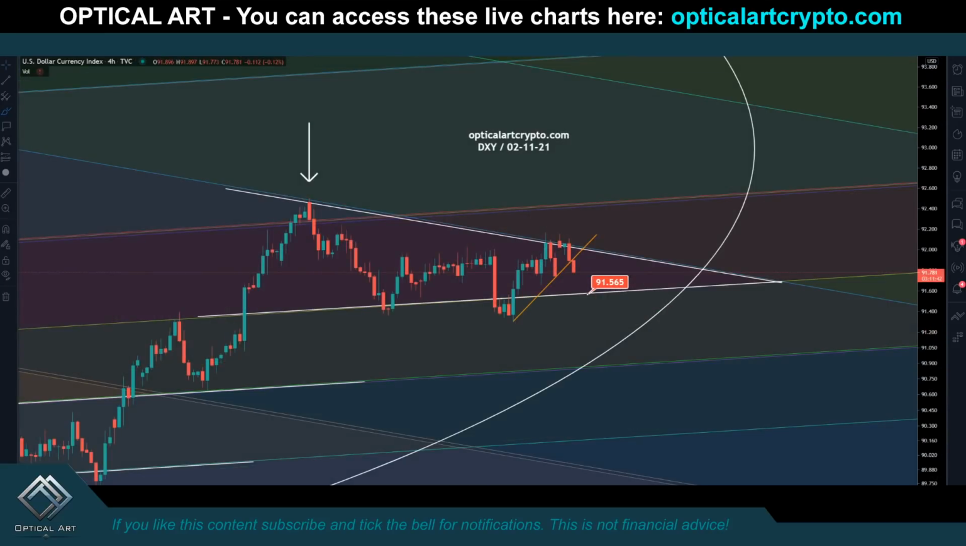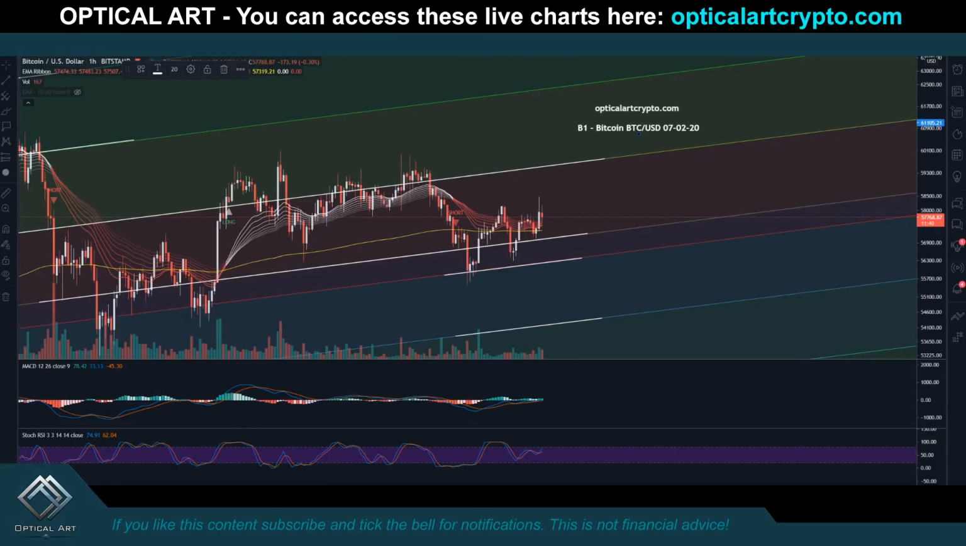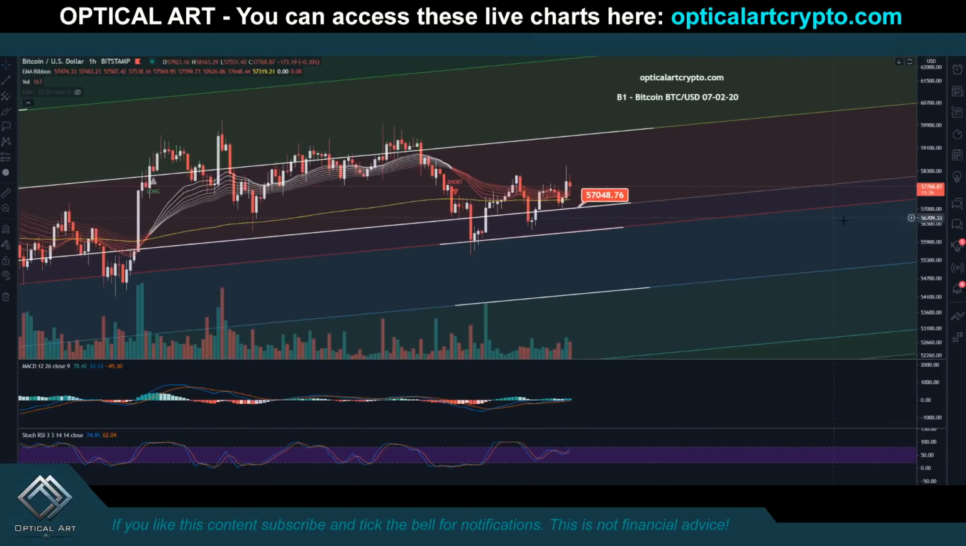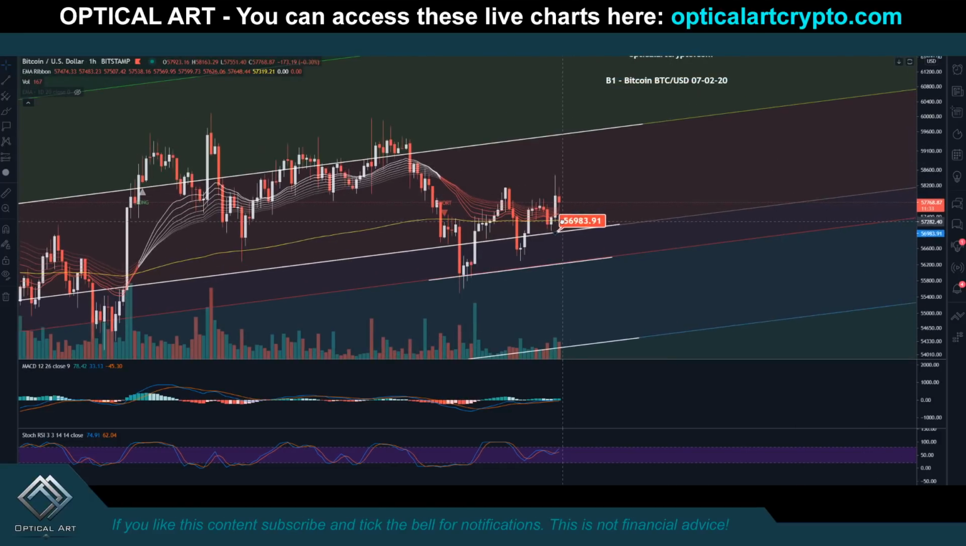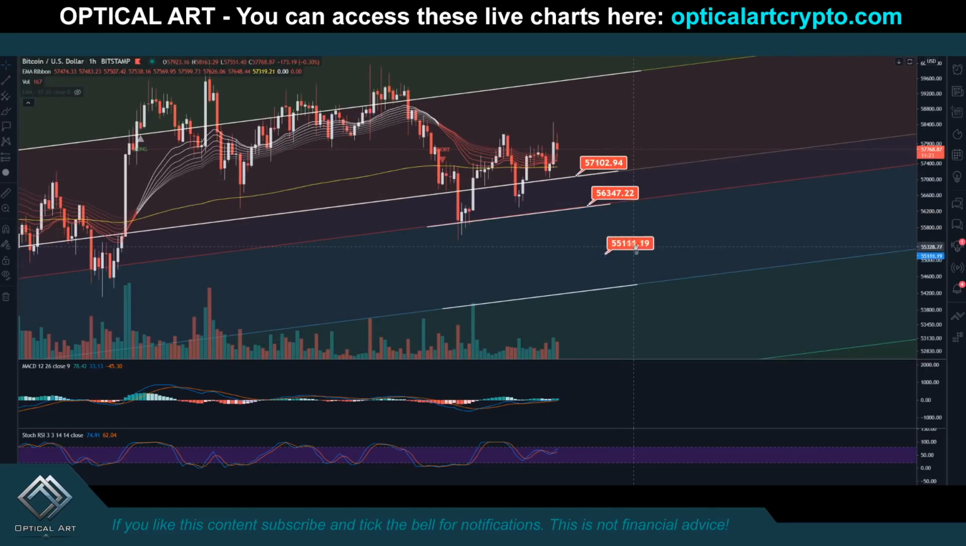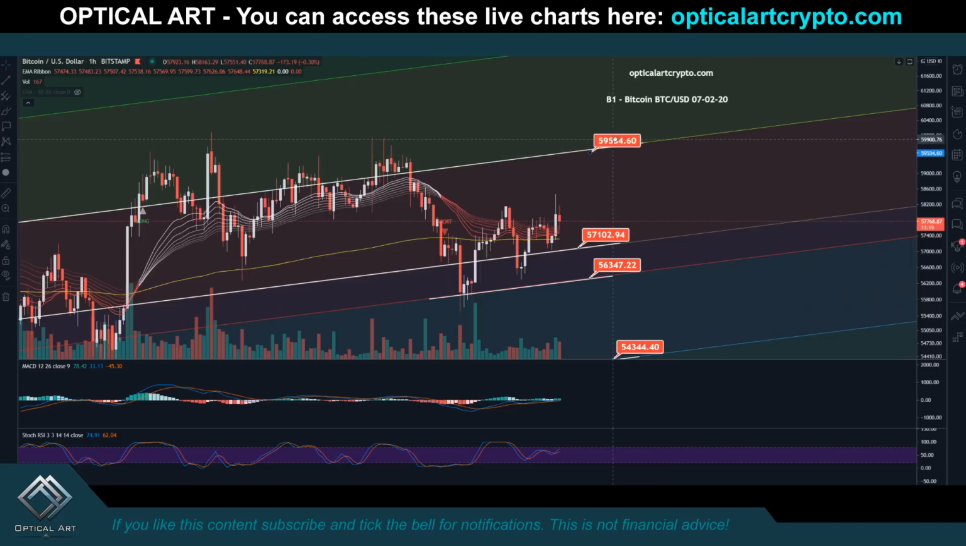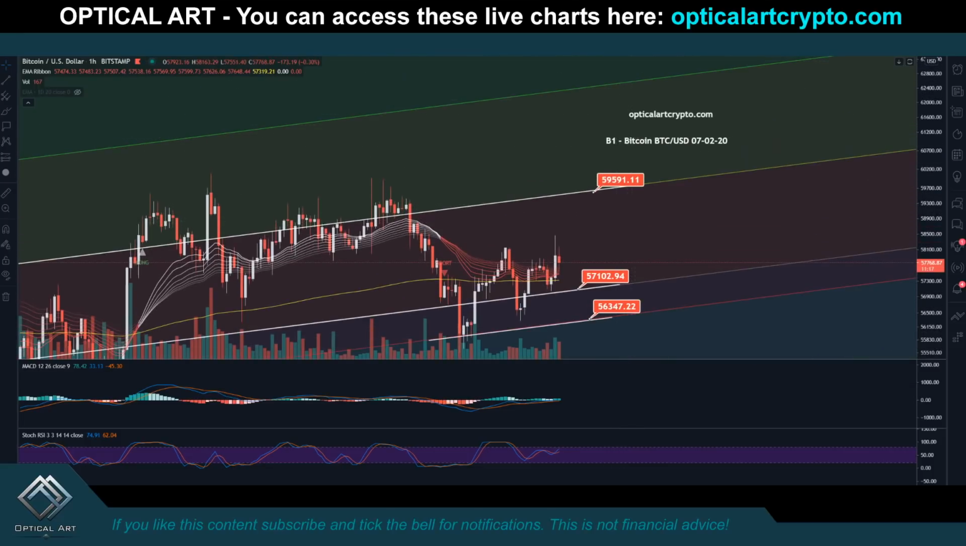So the DXY, we covered that. This is the BTC chart. So look, your support level right now to watch. Notice we did find support right here at 57,037. Your next support level below is 57,102. Your next support level below that is 56,347. Your support level below that is 55,344. If we push up, your resistance is going to be up here at 59,591.